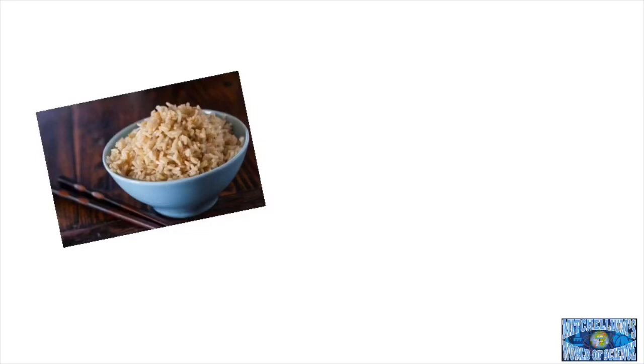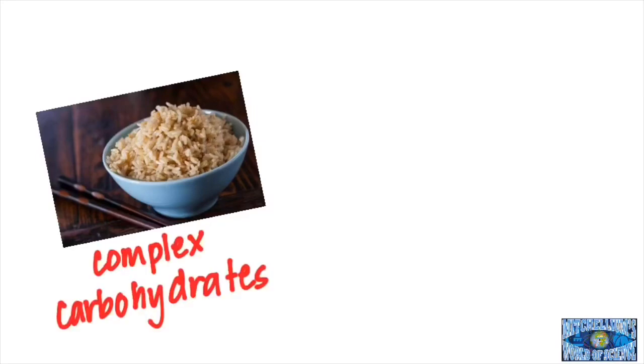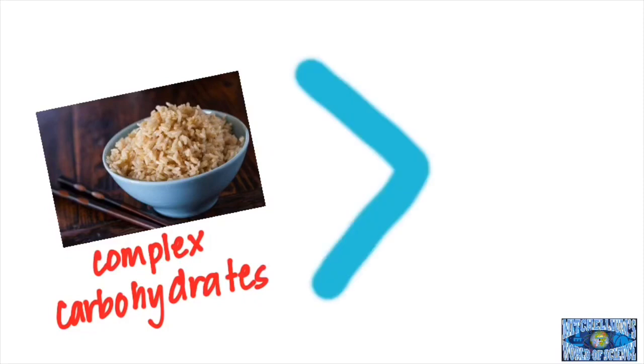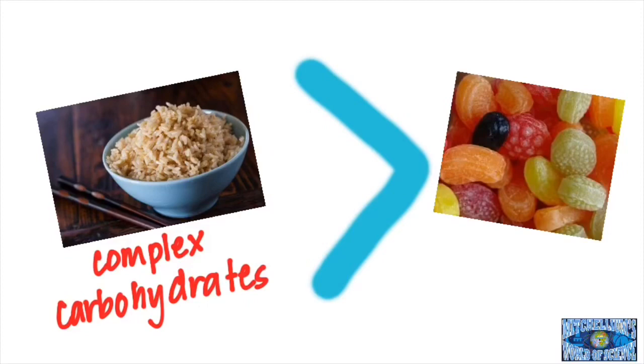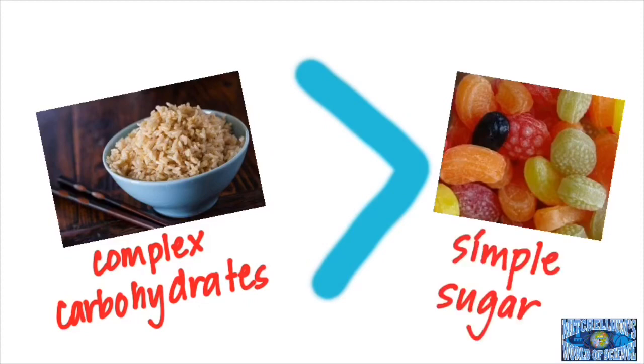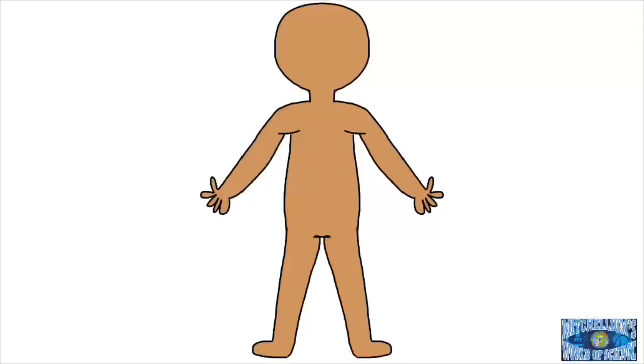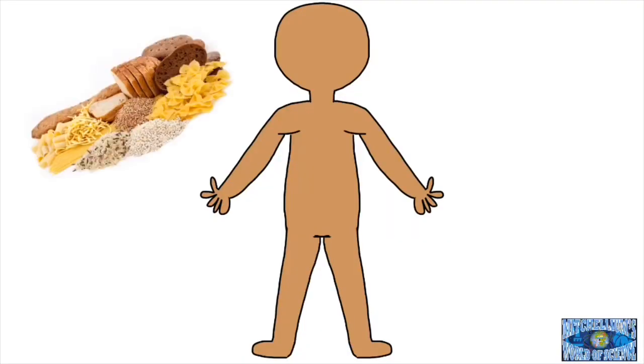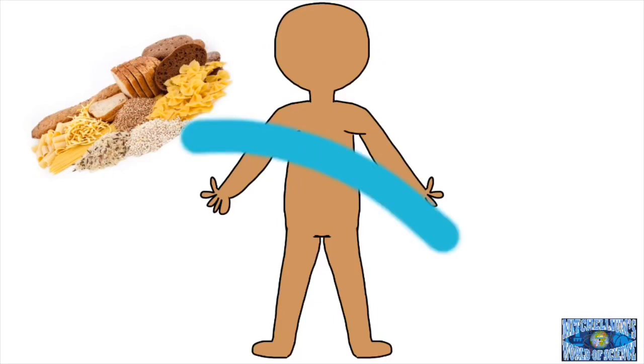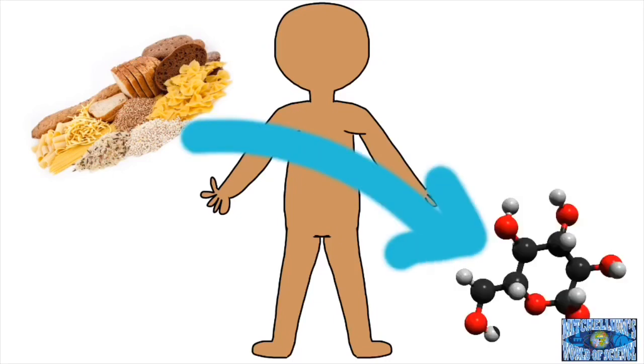For example, brown rice, an example of a complex carbohydrate, is a higher quality source of carbohydrates than candy, a simple sugar. This is because it takes the body longer to break down the complex carbohydrates into glucose, which means the cells will be able to produce ATP at a slower but more steady rate.